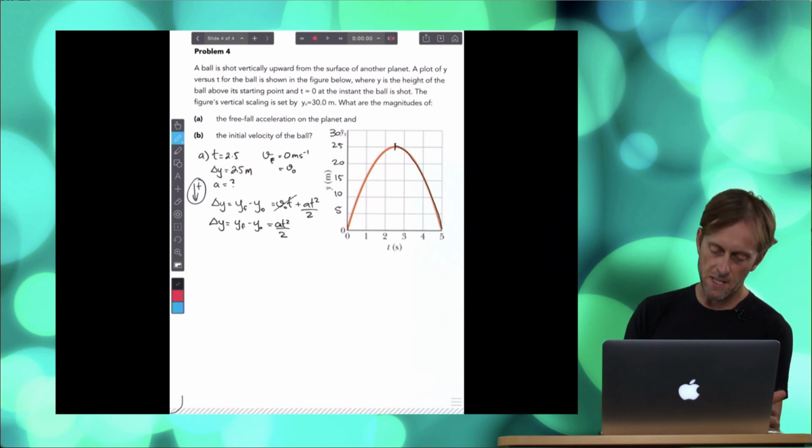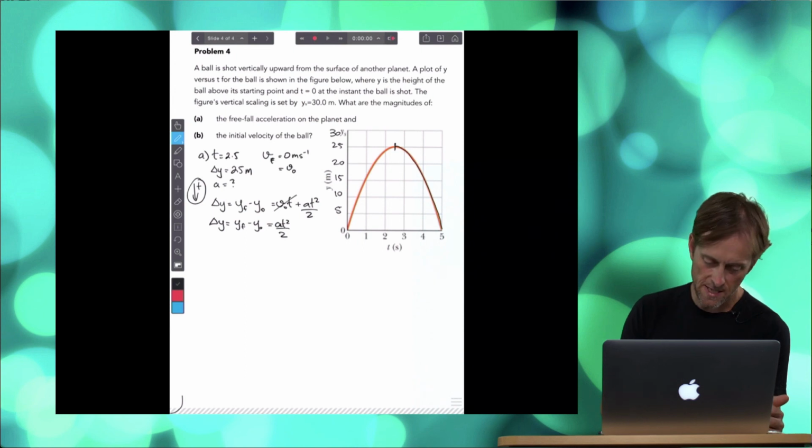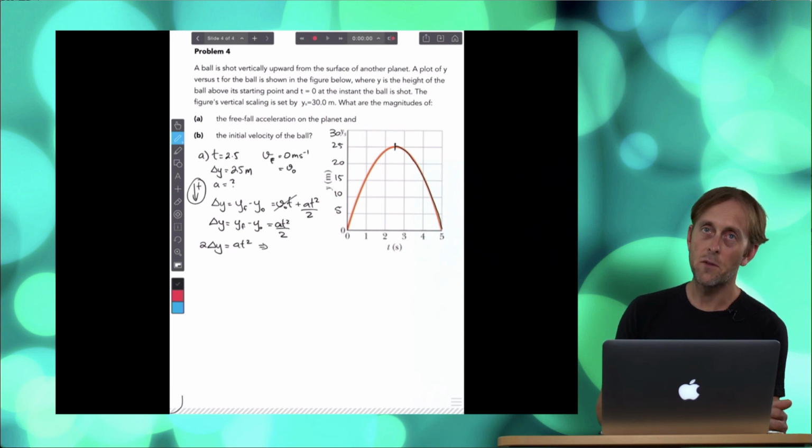We need to get the acceleration by itself, so we multiply by 2 on one side and divide by t squared. If we do that, we get a by itself. So if we multiply both sides by 2, we get 2 delta y equals at squared. And if we divide through by t squared, we get a equals 2 delta y over t squared.